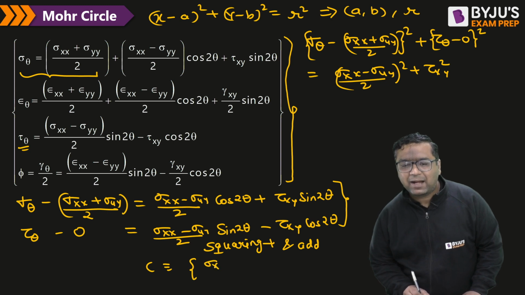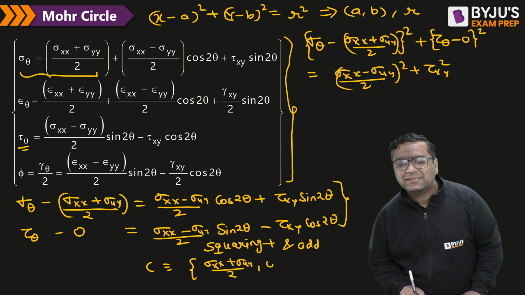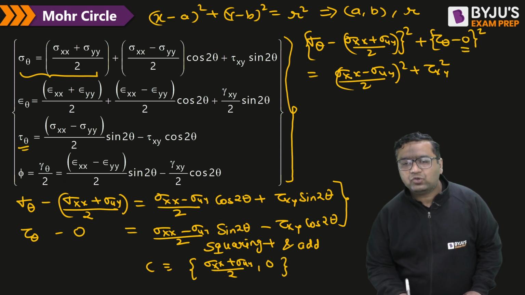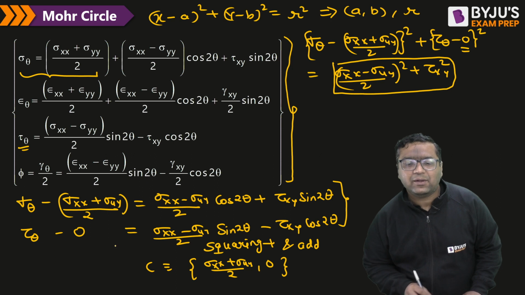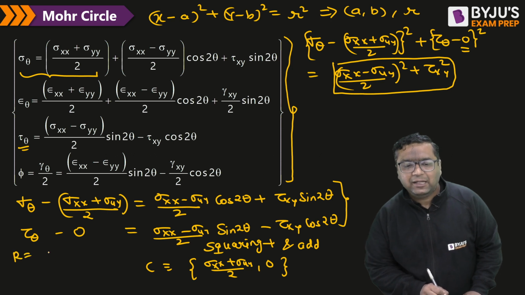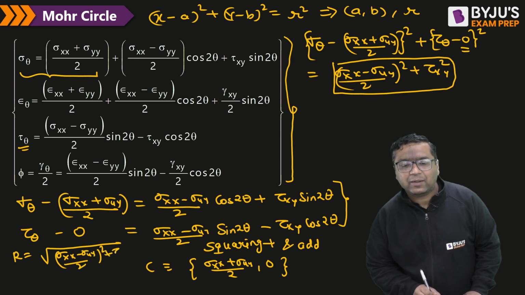You know a is (sigma xx plus sigma yy) by 2, comma 0, because with tau theta we have 0. And if you are going to talk about the radius, this term is the square of the radius. So based on that, you can also write the radius as equals to the square root of ((sigma xx minus sigma yy) by 2) whole square plus (tau xy) whole square.